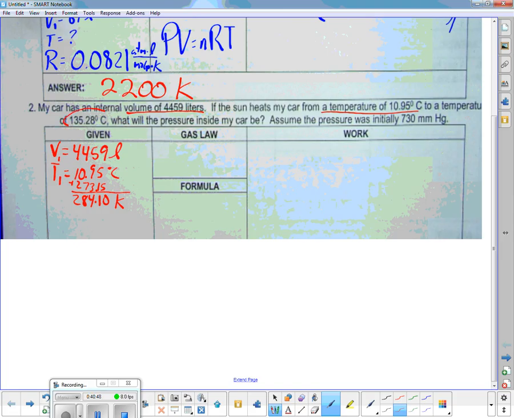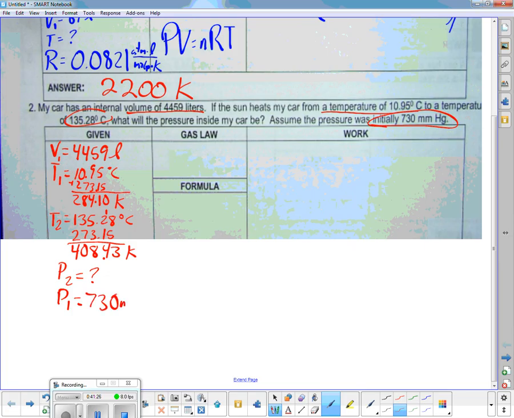So then I go next on the temperature of this. That's my second temperature, T2, 135.28 degrees Celsius. Again, 273.15. I'm adding to it before I forget. Okay, there's my second temperature. What will the pressure be in my car? I'm looking for pressure 2, because pressure 1 was initially 730 millimeters mercury. Since I'm not in the ideal gas law, I don't have to change that pressure into atmospheres. I can leave it that way. I added 273 to their temperatures to get it into Kelvin. So this is my T1, and this is now my T2.